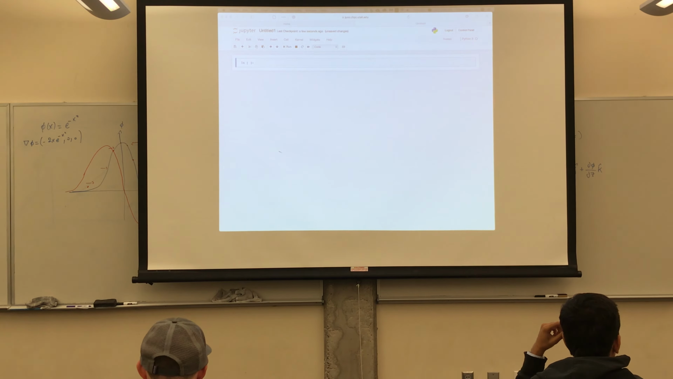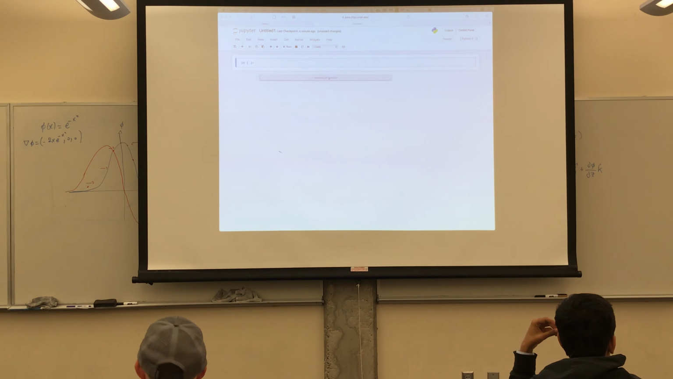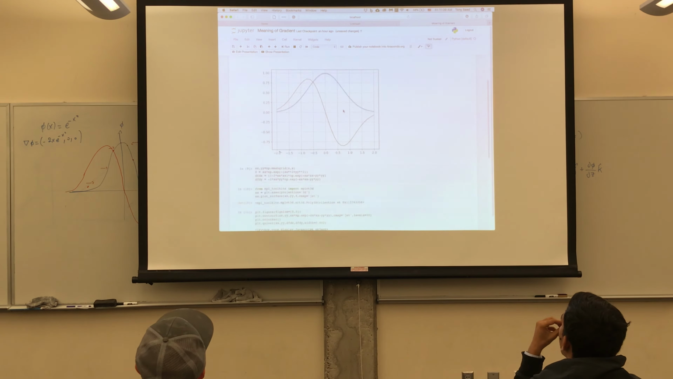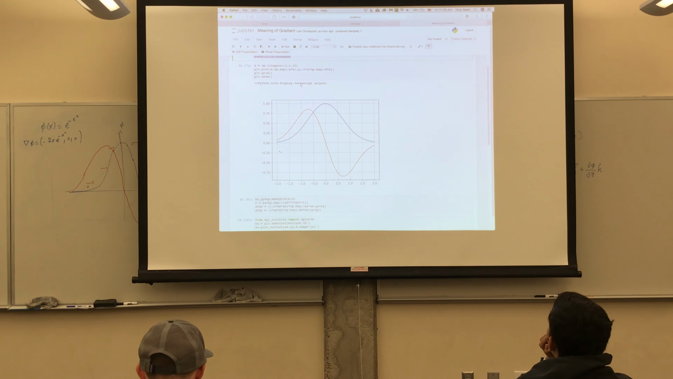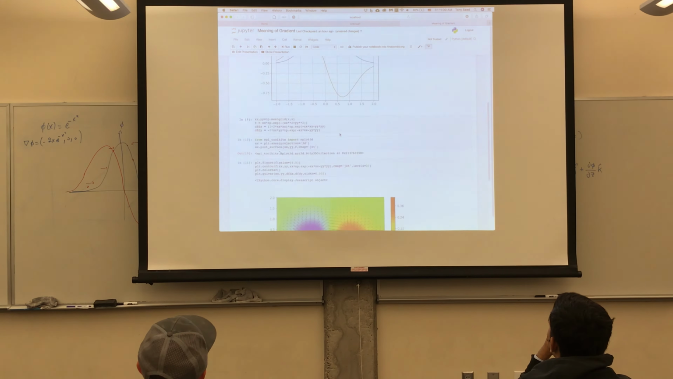Meaning of gradient. Okay. Actually, I'm just going to show you my notebook because I need to save some time. If you want to copy, I can share this notebook with you. It's pretty lightweight. This is the function that we just plotted, e to the minus x squared, and then its derivative, minus 2x e to the minus x squared.